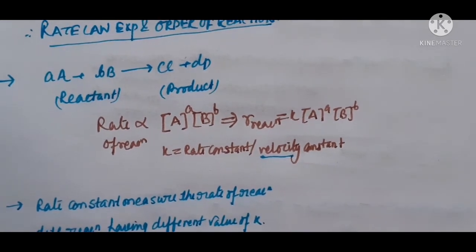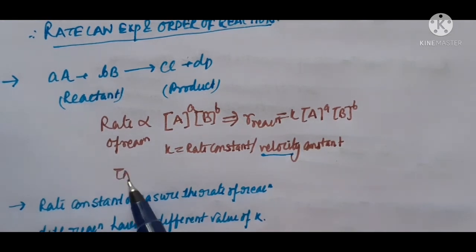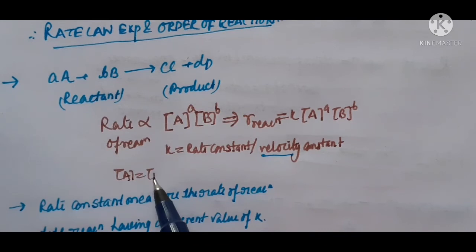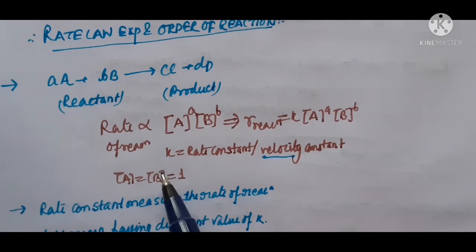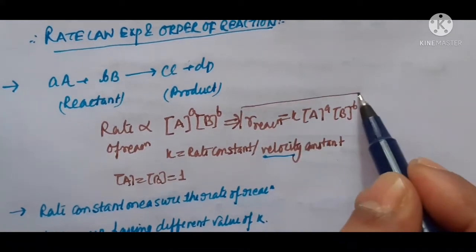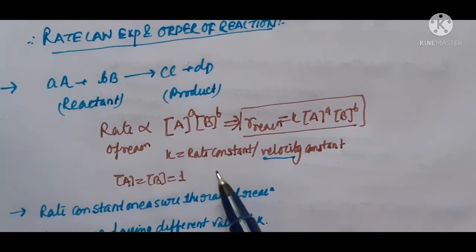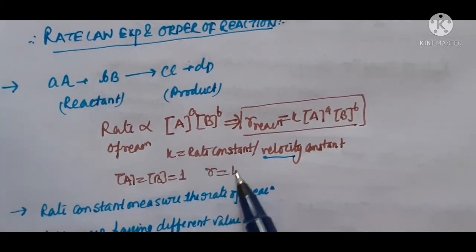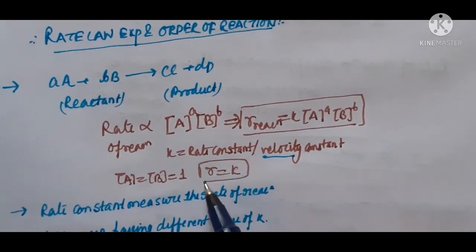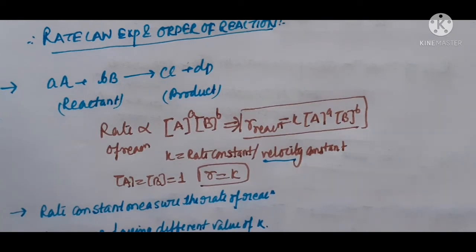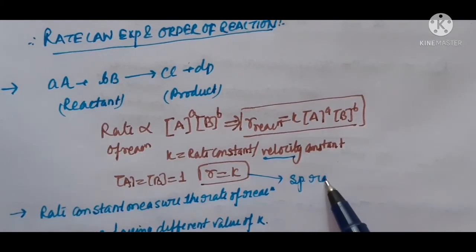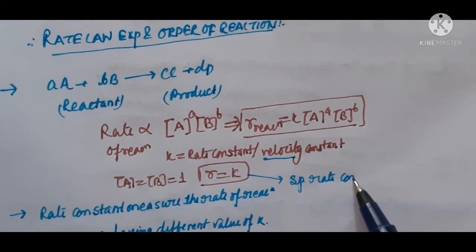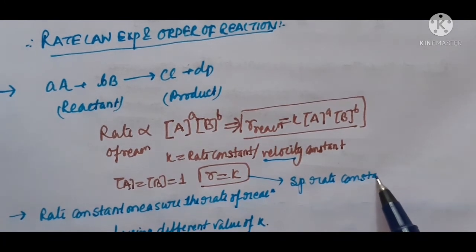Now, what happens if the concentration of both the reactants becomes unity? Under this condition, this particular form changes into R is equal to K, and this is known as the specific rate constant. This stands for specific rate constant.